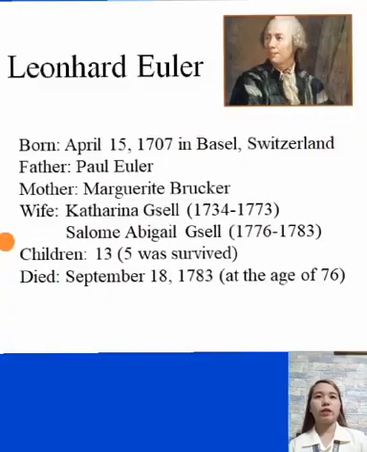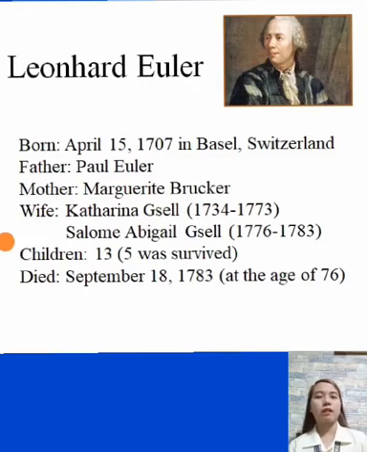He is Leonhard Euler. Leonhard Euler was born on April 15, 1707 in Basel, Switzerland. His father was named Paul Euler and his mother was named Margaret Brucker. His wife from 1734 to 1773 was Katharina Cell, and when she died, Euler had a second wife from 1776 until Euler's death in 1783, the half-sister of his first wife, Salome Abigail Cell. Euler had 13 children, but only 5 survived.